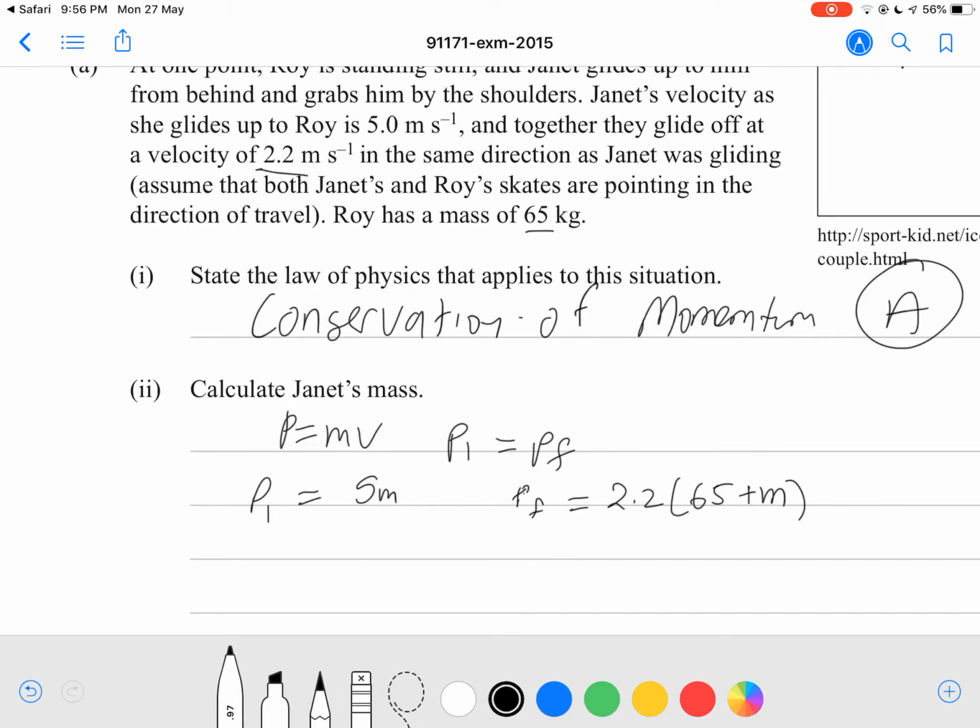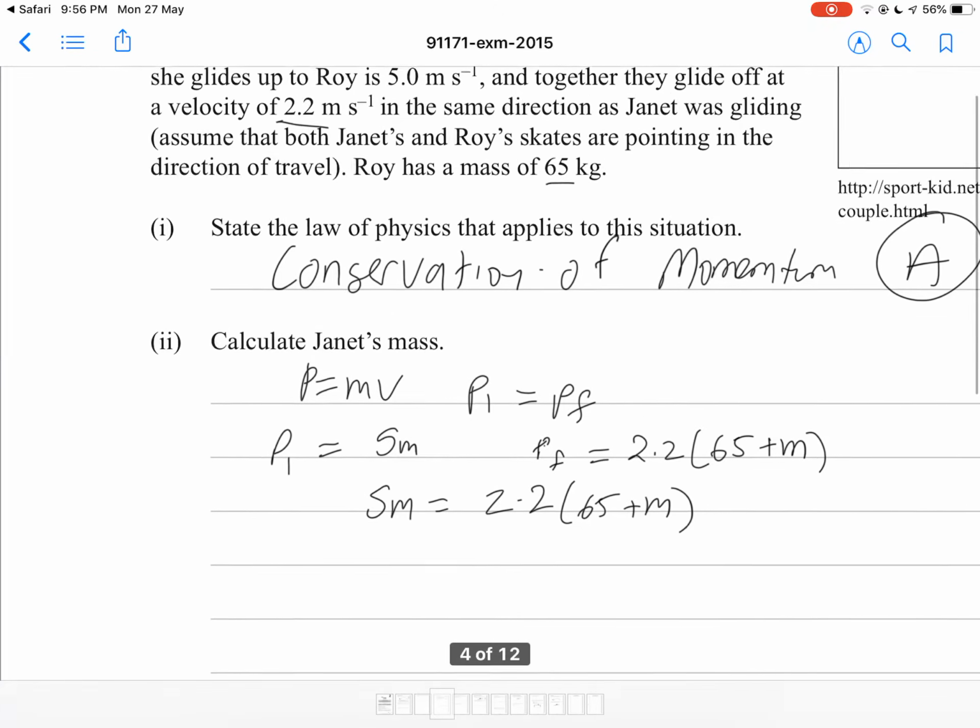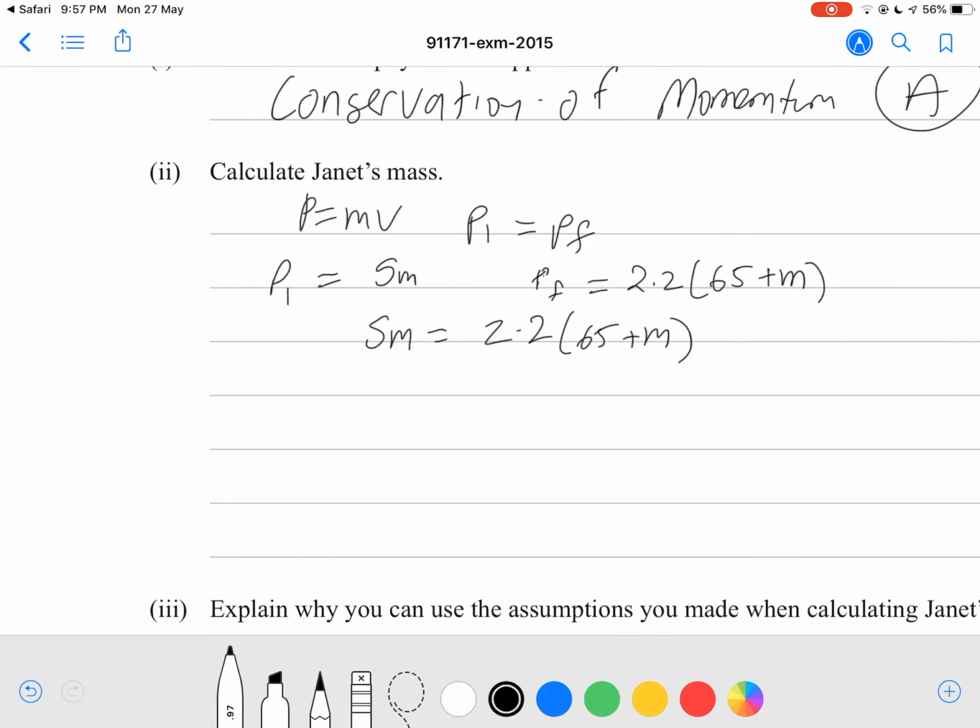Okay, so now we're gonna say that 5m is equal to 2.2 times (65 plus m), okay? So now we're gonna expand, okay? So we'll say 5m equals, what's 2.2 times 65, equals 143 plus 2.2m, okay? We're going to move the plus 2.2m to the other side of the equation.